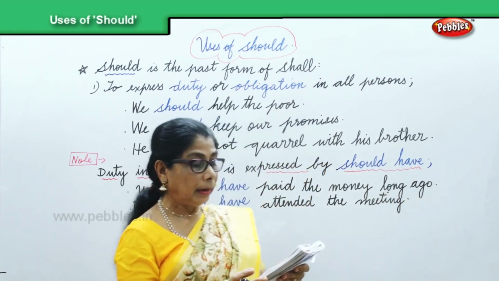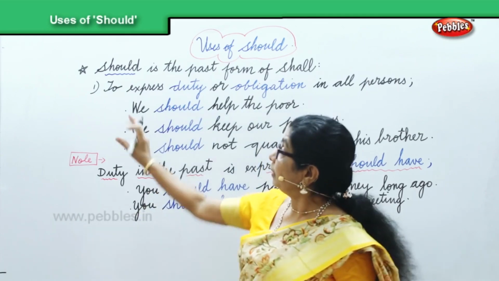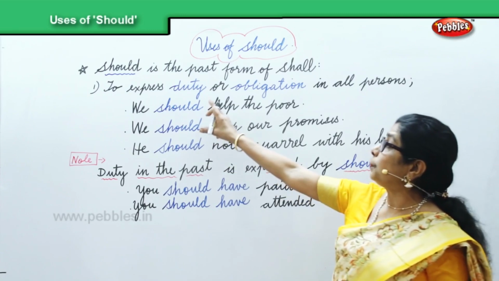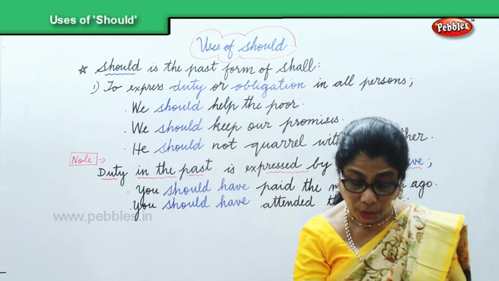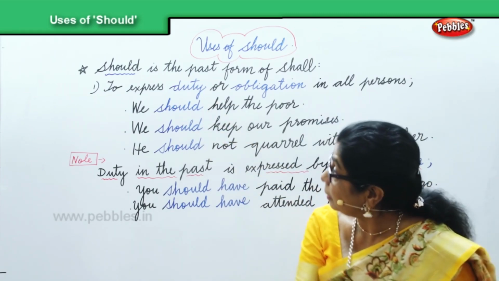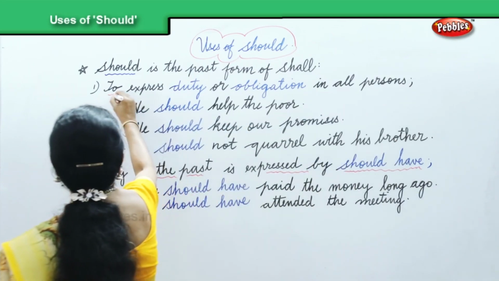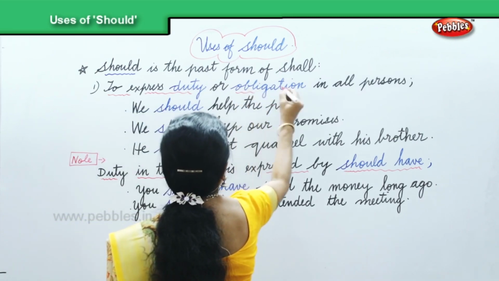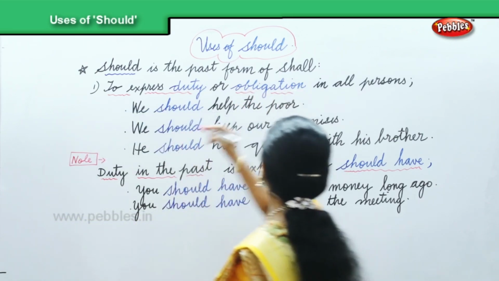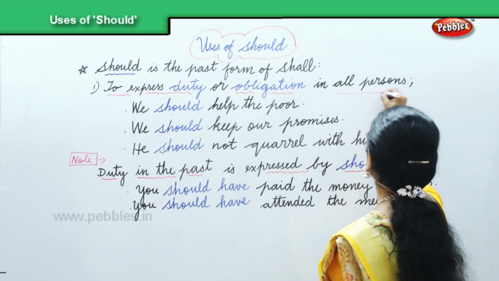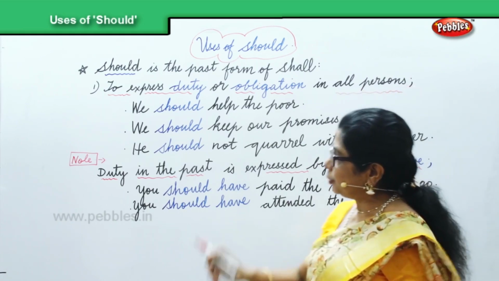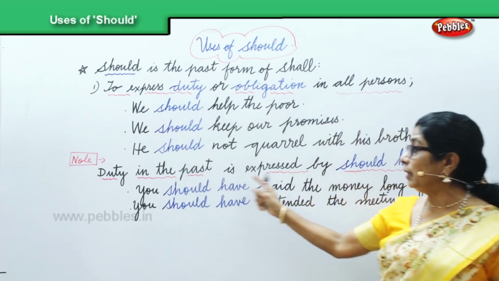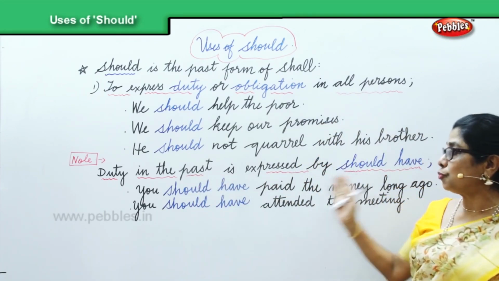Okay. Then we have done first, should is the past form of shall, used to express duty. That's the first one. When is this should used? To express duty or obligation in all persons. Okay, that's the first one. And what we need to remember, sometimes duty in the past is expressed by should have.